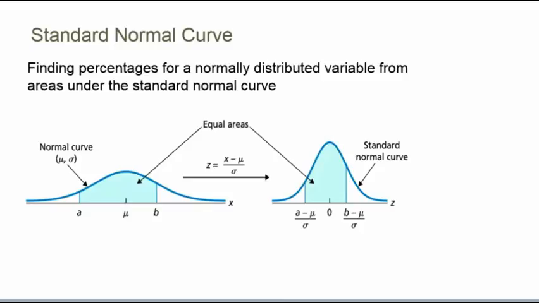Our horizontal axis is z, and the point on the horizontal axis that would correspond to A would be A minus the mean divided by the standard deviation. Mu would be 0, and B would be B minus the mean divided by the standard deviation.